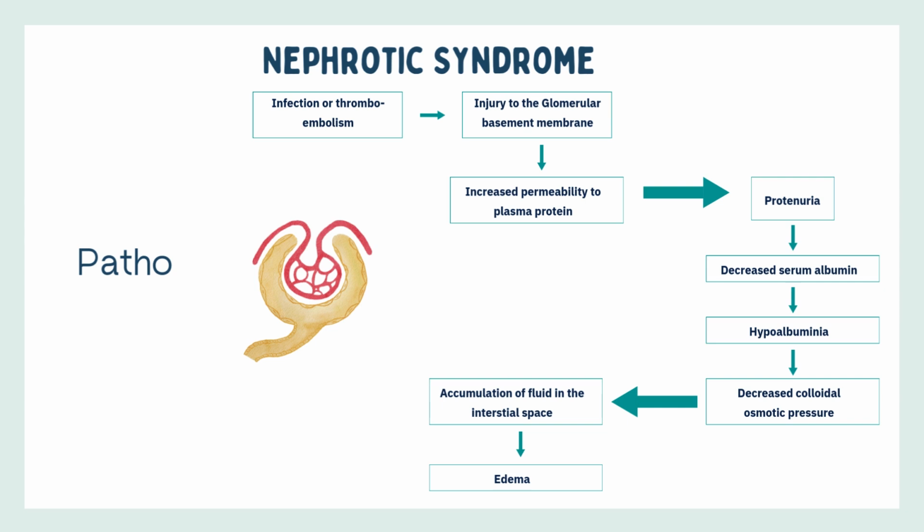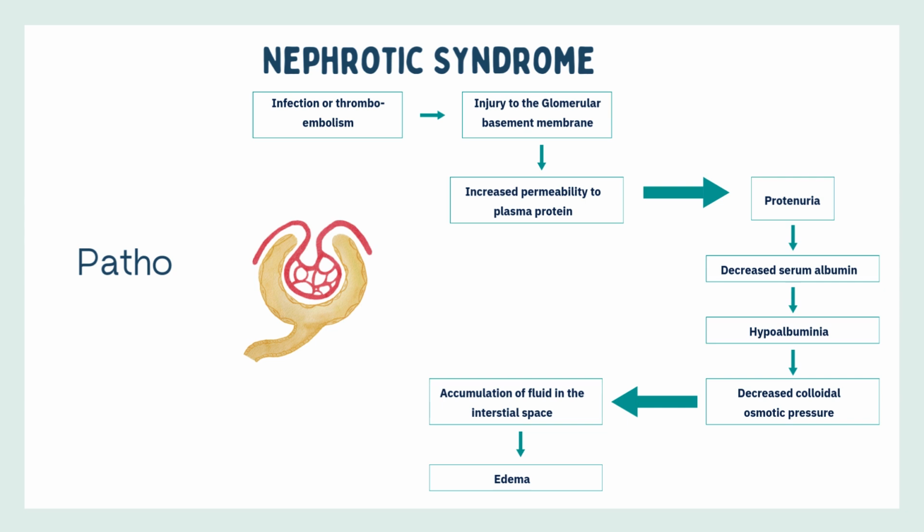So when there is damage to the glomerular basement membrane, it increases the permeability, which causes more protein to go through, causing proteinuria, which just means increased protein in your urine. So this leads to a decrease in the serum albumin, which is the protein in your vascular system, and a decrease in albumin leads to a decrease in osmotic pressure.